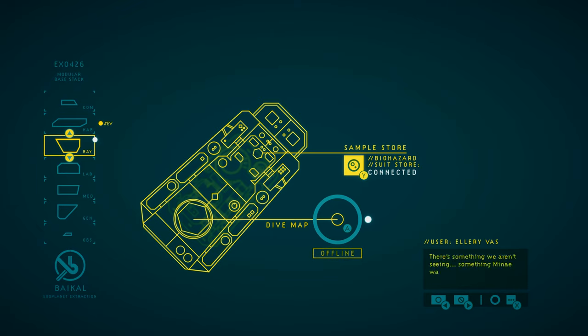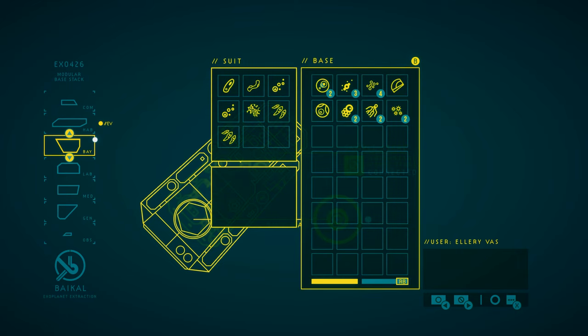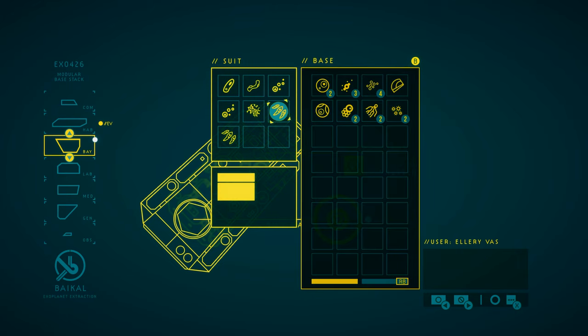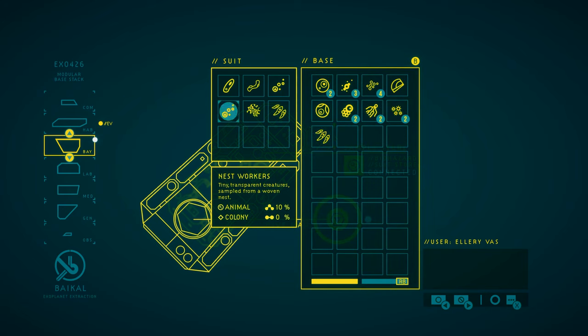There's something we aren't seeing. Something Manet was investigating, too. Do you think she knows something we don't? Absolutely. She has to. Maybe she's holed up in the lab mentioned in the map data, waiting for us. Let's find that lab. Got a whole bunch of new samples.